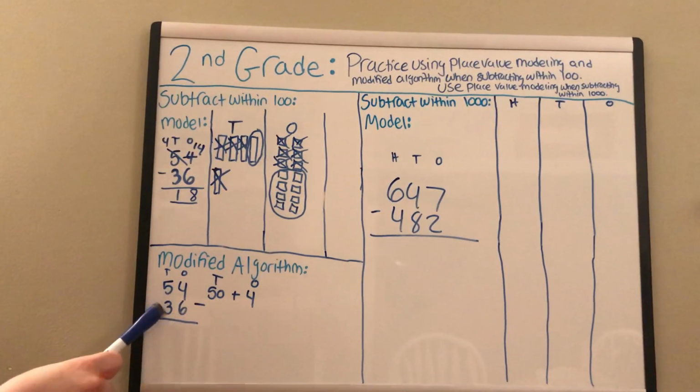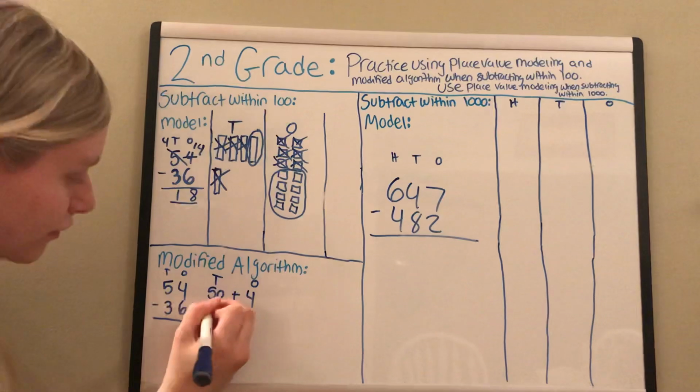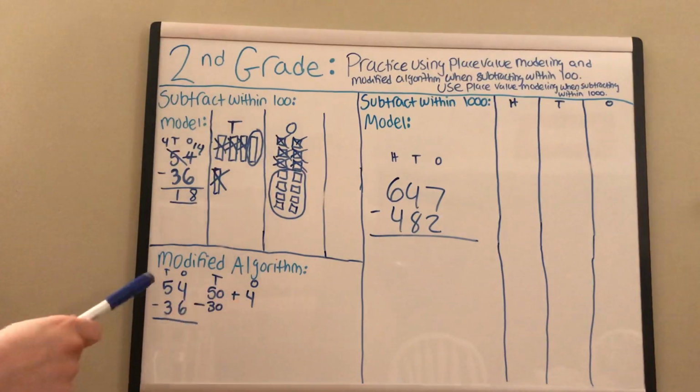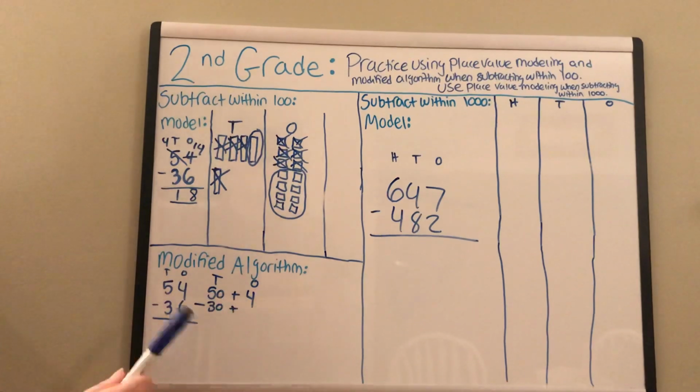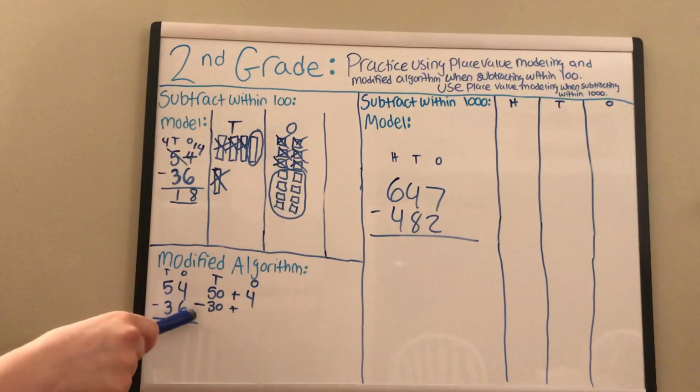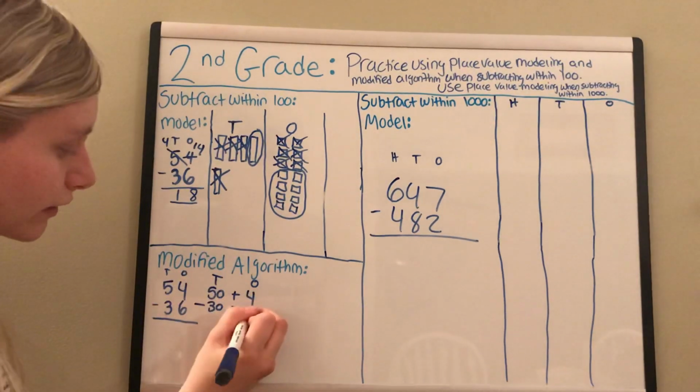Then they would take the 3 in the tens column and make that 30, because a 3 in the tens column is 30. And they would add. And then they would take the 6 in the ones column and put that in the ones.